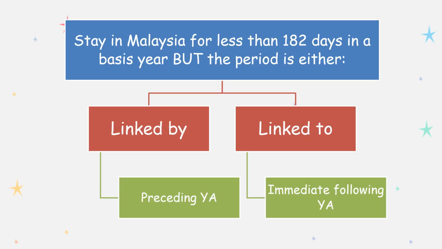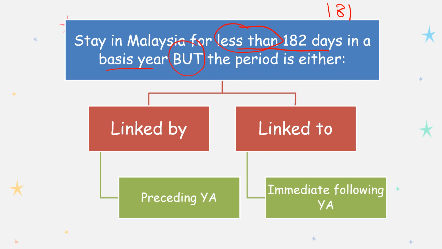First, let's take a look at the definition of section 7, subsection 1B. What is B? Stay in Malaysia less than 182 days. Guys, for A, stay in Malaysia for at least 182 days, isn't it? But under B, stay in Malaysia less than 182 days, meaning to say starting from 181 days or less. In a basis year, meaning to say in a year, you stay in Malaysia less than 182 days.